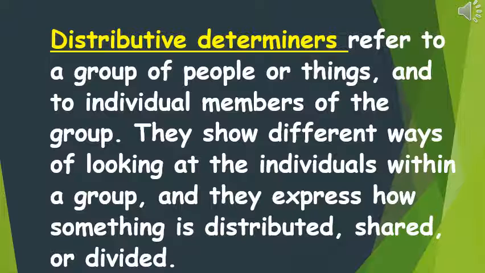Distributive determiners, as we call them in Arabic, محددات التجزئة, refer to a group of people or things and to individual members of the group. They show different ways of looking at the individuals, and they express how something is distributed, shared or divided.